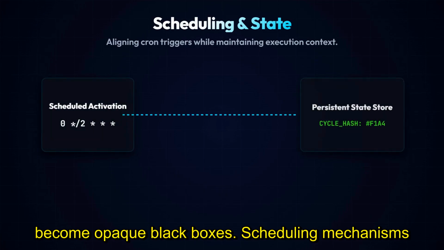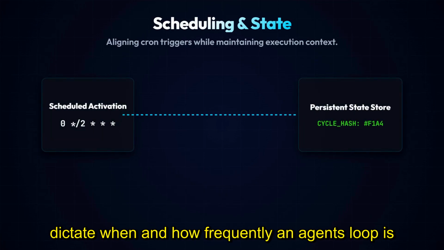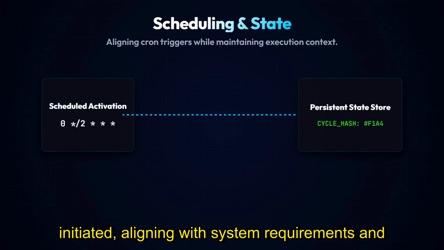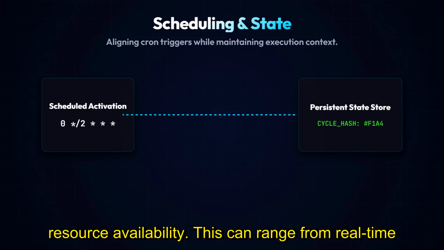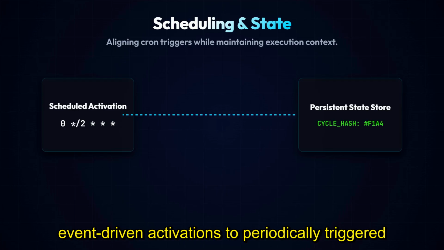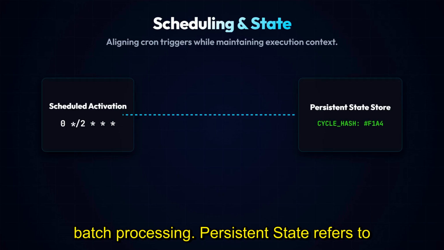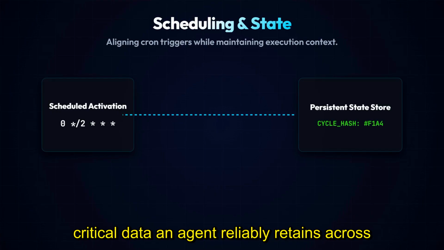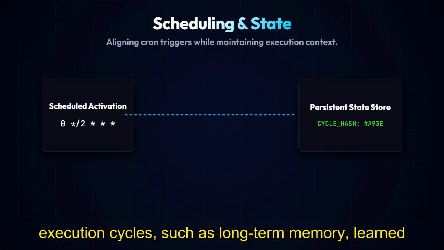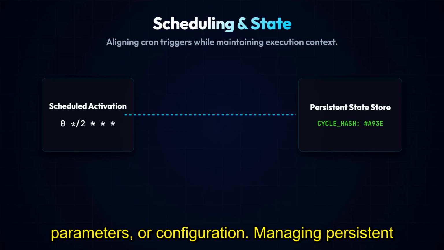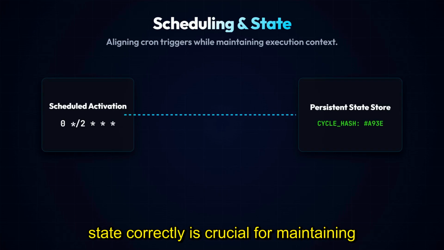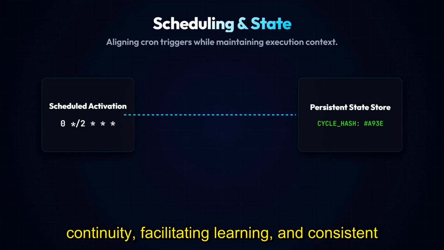Scheduling mechanisms dictate when and how frequently an agent's loop is initiated, aligning with system requirements and resource availability. This can range from real-time event-driven activations to periodically triggered batch processing. Persistent state refers to critical data an agent reliably retains across execution cycles, such as long-term memory, learned parameters, or configuration. Managing persistent state correctly is crucial for maintaining continuity, facilitating learning, and consistent behavior over time.